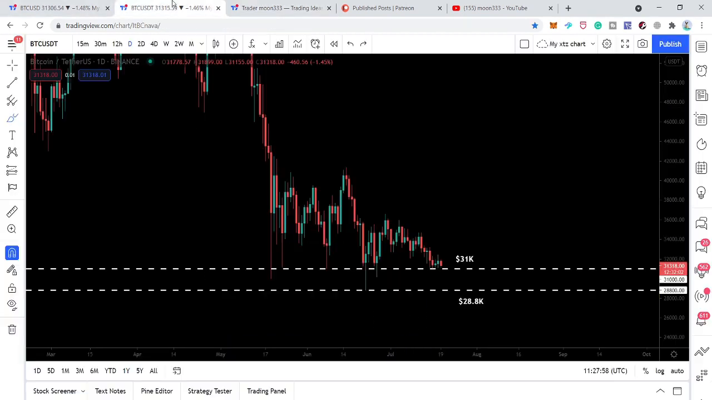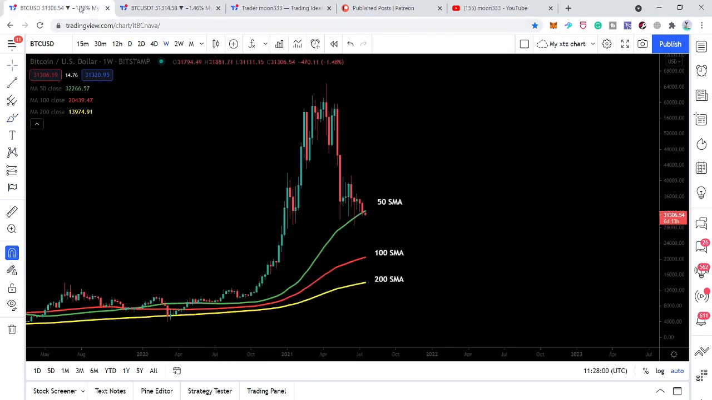Now let's move to the weekly time frame and analyze the 50 simple moving average. We can see that currently the candlestick has been closed below this 50 simple moving average. That is not good for the Bitcoin. And the current candlestick, today's candlestick that started today on the weekly time frame, is open below the 50 simple moving average. That is not good as well.